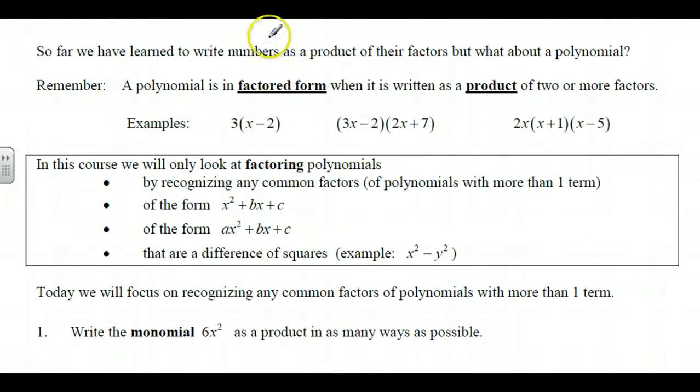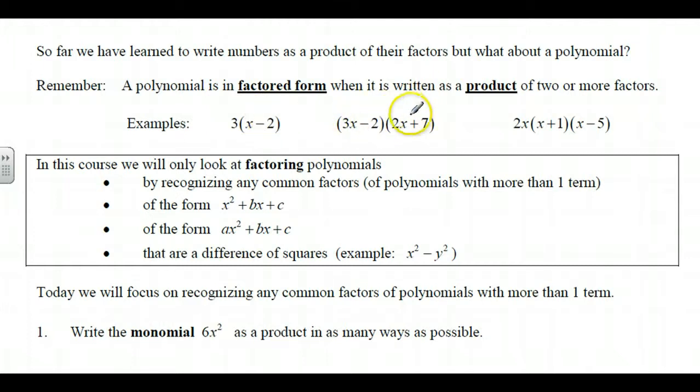So far, we've learned to write numbers as a product of their factors. But what are we going to do with a polynomial? So remember, a polynomial is in factored form when it's written as a product of 2 or more factors. So 3 times x minus 2, that's monomial times binomial.